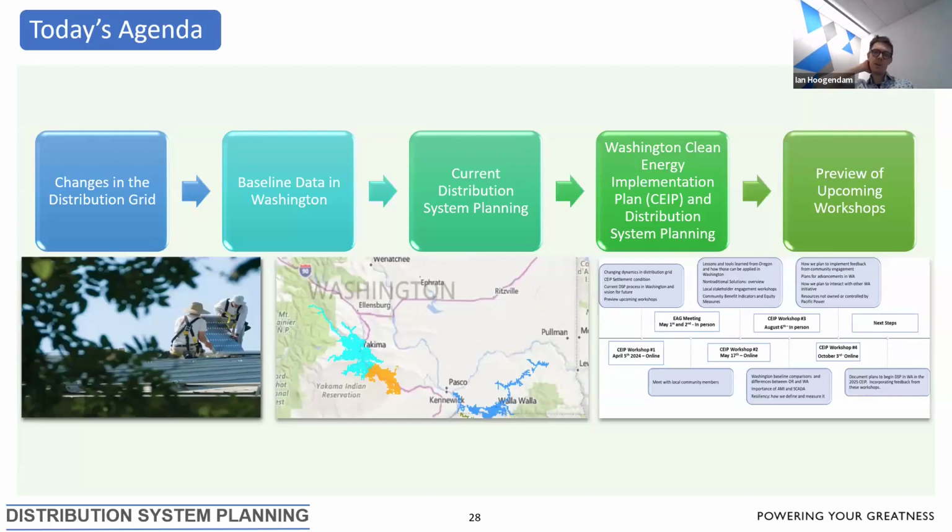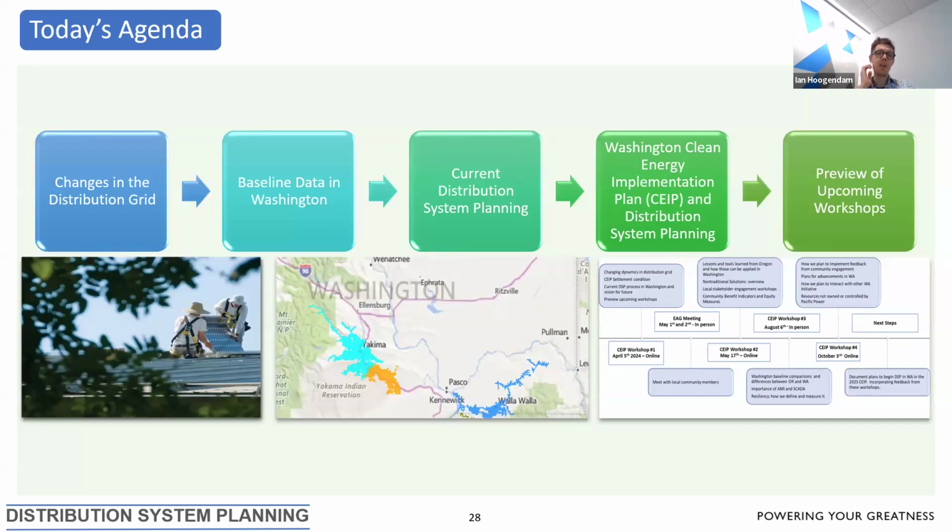So yeah, hey everyone, I'm Ian Hugendam. I'm the manager of the distribution system planning team for Pacific Core, and I'm here today to provide some background on the current state of distribution system planning and the future state. So I'll kick things off with an overview of the electric grid and the area the distribution system planning team is focused on.